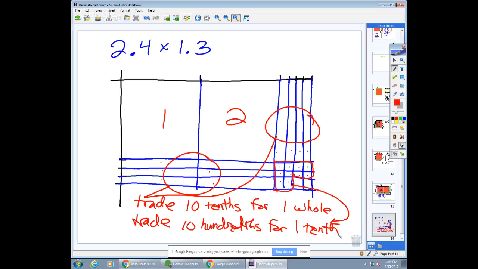So counting these up, what do I think I have? I think I have 1, 2, now 3 holes. I've traded in all of my tenths. Nope, I got 1/10 here. I lied. Did I do it wrong? 1, 2, 3, 4. Wait, I did. And then I have 2 hundredths.